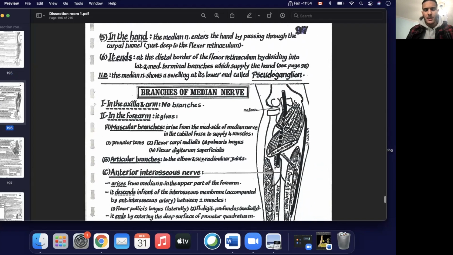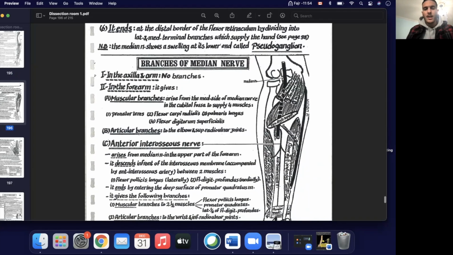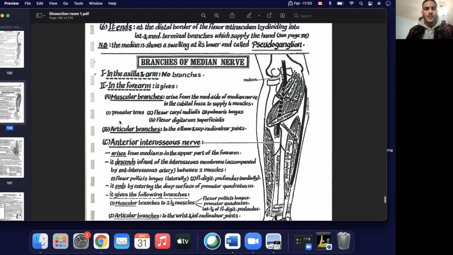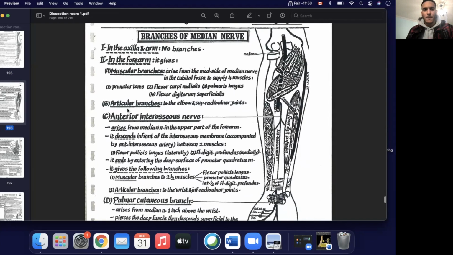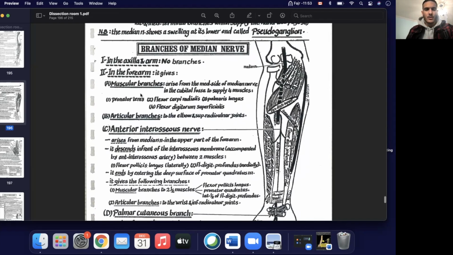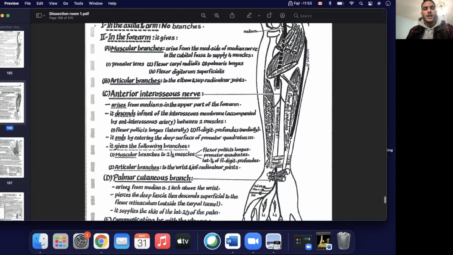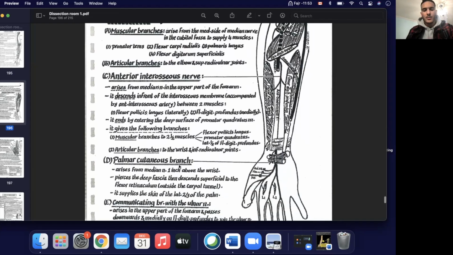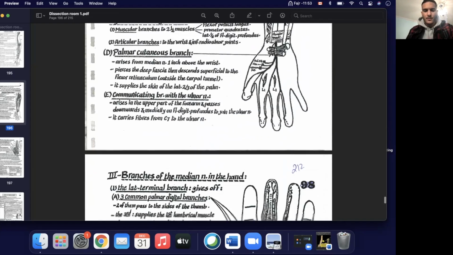You have branches of the median nerve. So in the arm and the axilla and the arm, just above the elbow, there's no branches. In the forearm, it gives muscular branches and articular branches to innervate such muscles. You have an anterior interosseous nerve that comes out of here, a palmar cutaneous branch, and then a communicating branch with the ulnar nerve.